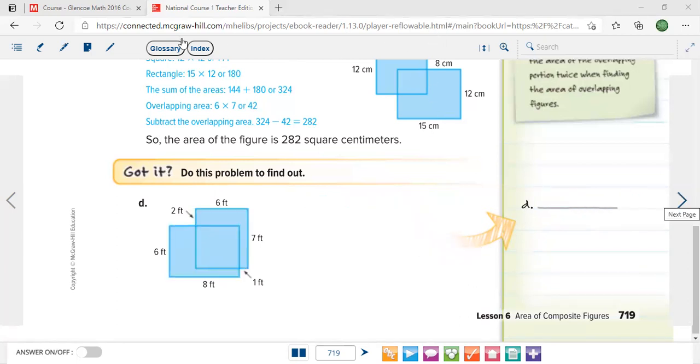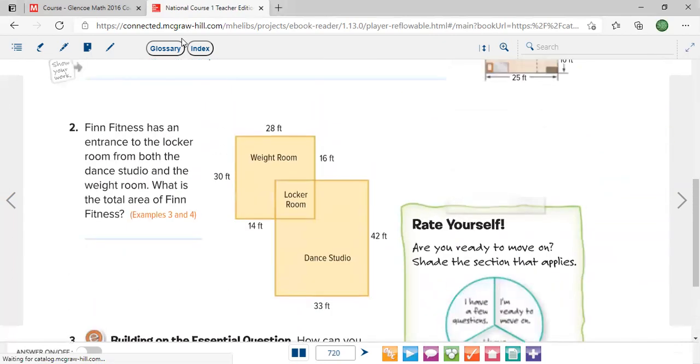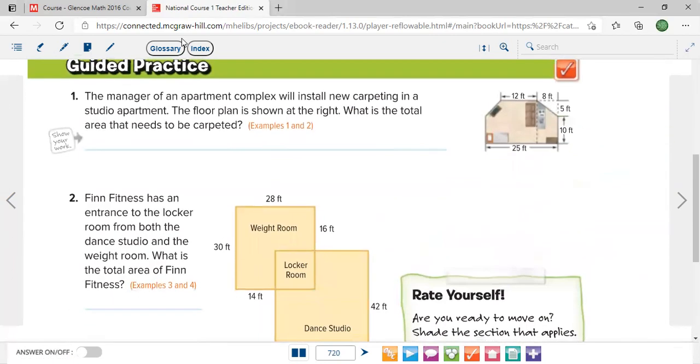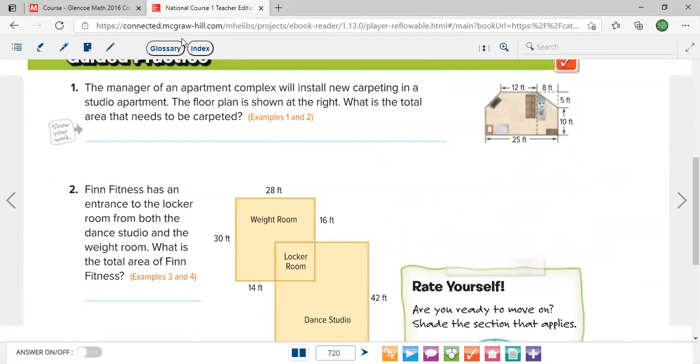Moving on. Problem number 1. The manager of an apartment complex will install new carpeting in a studio apartment. The floor plan is shown at the right. What is the total area that needs to be carpeted? So I will divide it this way to make a rectangle and trapezoid.